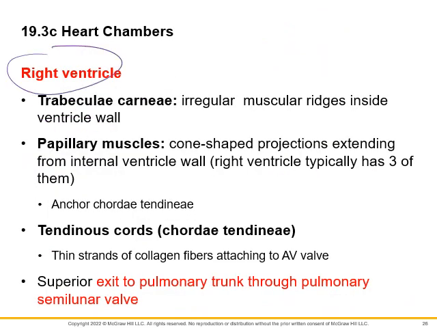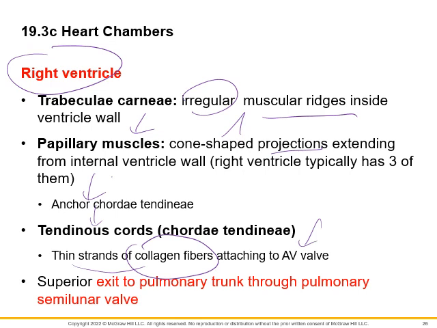The right ventricle, we're going to see some irregular muscle ridges inside the ventricle wall. We're going to see some papillary muscles. They're kind of cone-shaped projections. They act as an anchor, so they're going to help anchor these tendinous cords. These are thin strands of collagen fibers that are attaching to the AV valves. So the right ventricle is going to exit to the pulmonary trunk through the pulmonary semilunar valve.